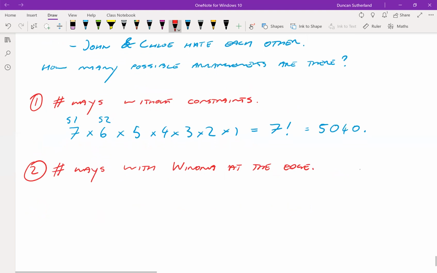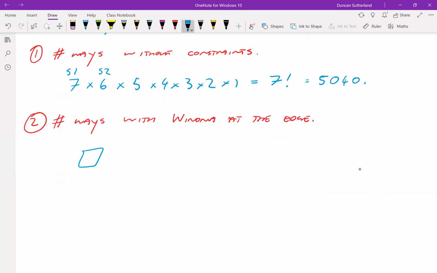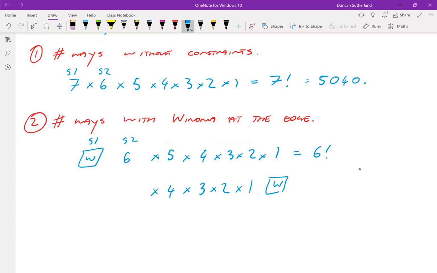So if we constrain Winona, we count. We put Winona in, say, seat 1. This is her at an edge. There's seat 2, there's 6 ways to choose seat 2, 5 ways to choose seat 3, oops, I forgot 4. 4 times 3 times 2 times 1. Okay, that's 6 factorial different ways where Winona is in seat 1. There's another possibility. Winona could be in seat 7. But that's still 6 factorial different ways that we could arrange with Winona in seat 7. So there's 2 times 6 factorial ways that Winona can be on the edge.